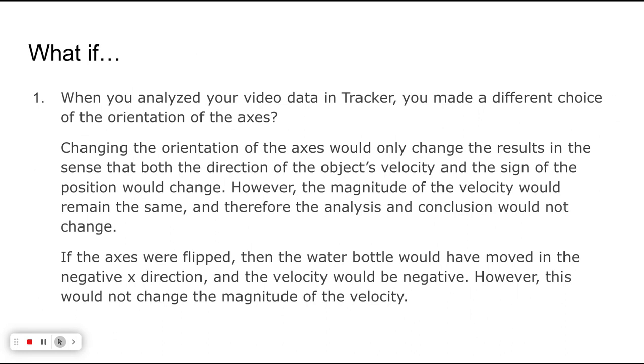What if? What if when you analyzed your video data in Tracker, you made a different choice of the orientation of the axes? Changing the orientation of the axes would only change the results in the sense that both the direction of the object's velocity and the sign of the position would change. However, the magnitude of the velocity would remain the same, and therefore the analysis and conclusion would not change. If the axes were flipped, then the water bottle would have moved in the negative x direction and the velocity would be negative. However, this does not change the magnitude of the velocity.